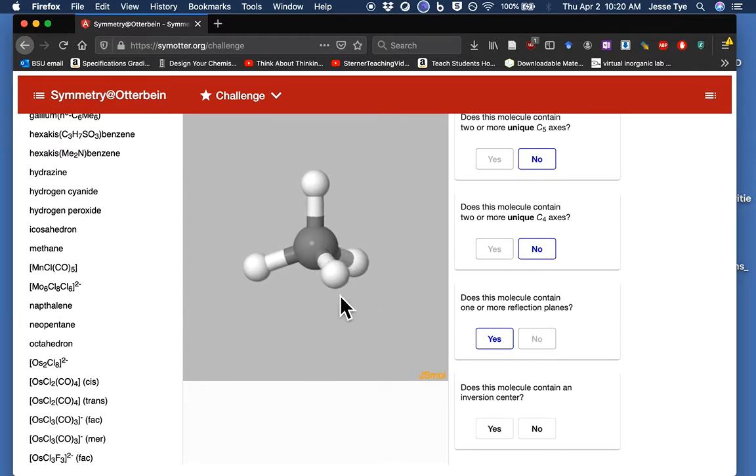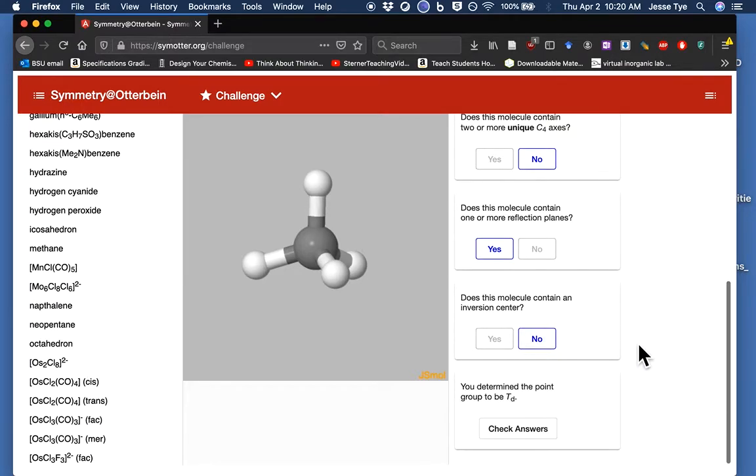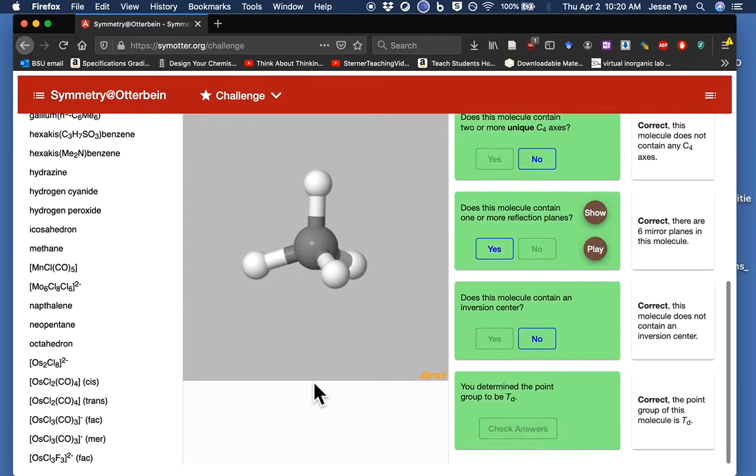To have an inversion center, I need to be able to do the opposite of any operation. So if I set this like a tripod, so here would be my camera and here would be my three legs. I go up and I hit a hydrogen, so I would need to be able to also go down and hit a hydrogen. So that is a no. It does not have an inversion center. And so this is the Td point group.